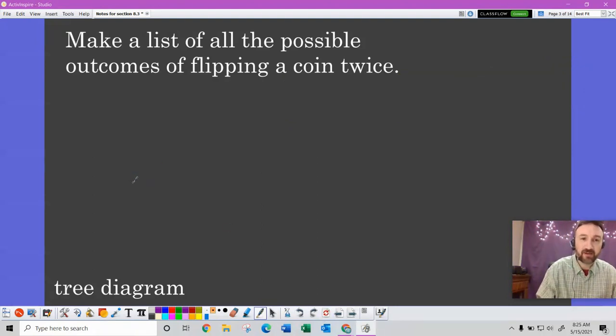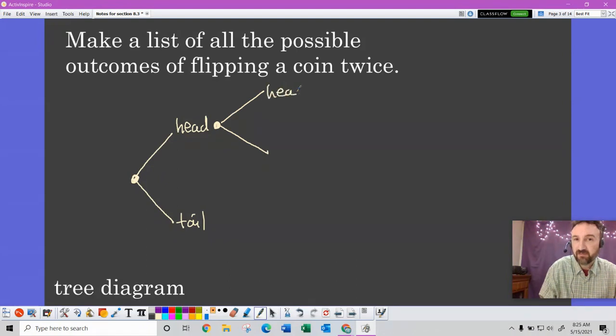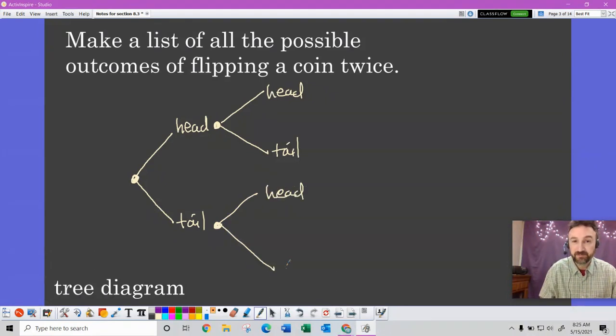I'm going to try and use a tree diagram. And a tree diagram is a way of organizing a list in sort of a visual way. So if we've got one coin flipped, kind of marked off here by this point, the two possible outcomes of that coin flip are a head or a tail. And then on our second flip, we would duplicate that and we get a head or a tail. And then likewise, if we got a tail on the first flip, we would flip again and get a head or a tail.